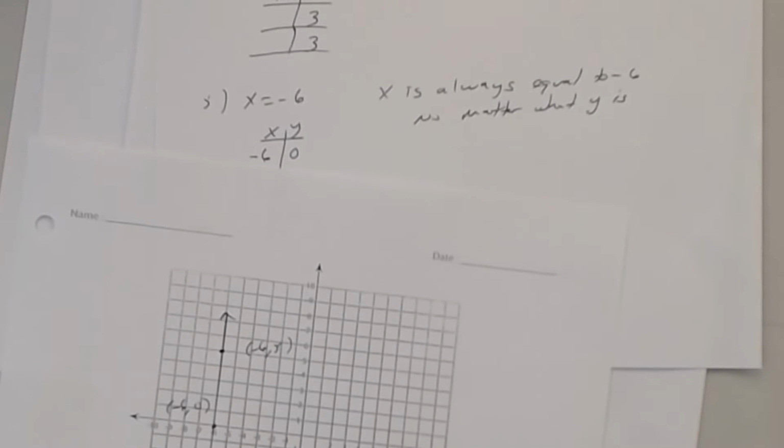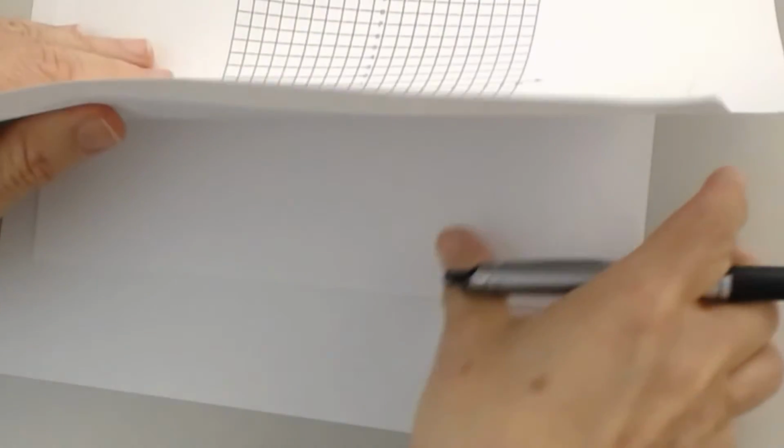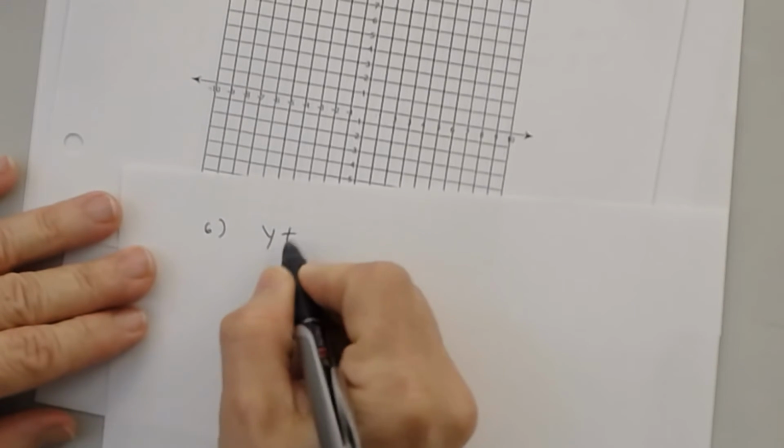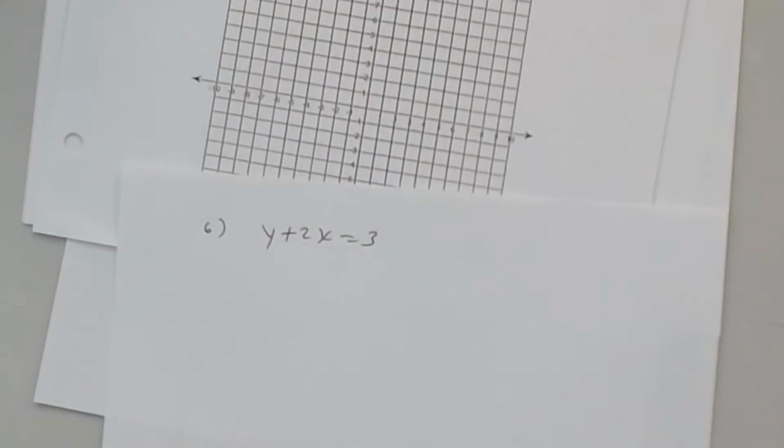In number 6, let's suppose we had y plus 2x equal 3. Y plus 2x equal 3. Is this going to be a horizontal line or a vertical line? No, it won't be horizontal, nor will it be vertical, because you can see how many variables there are. 2. All right. Now, what I would do there is actually get y by itself.